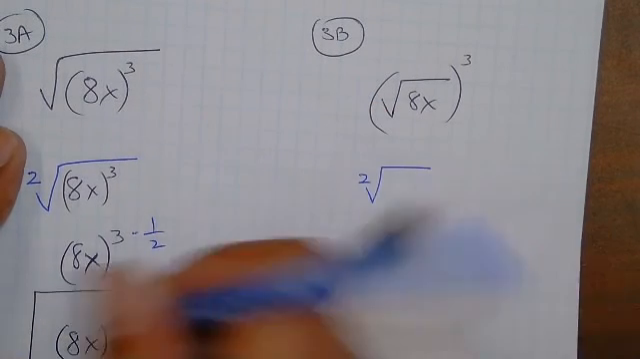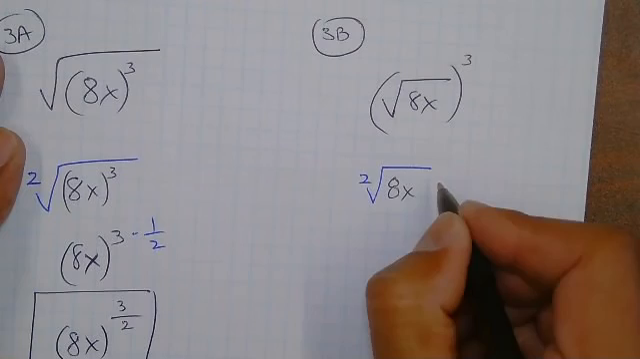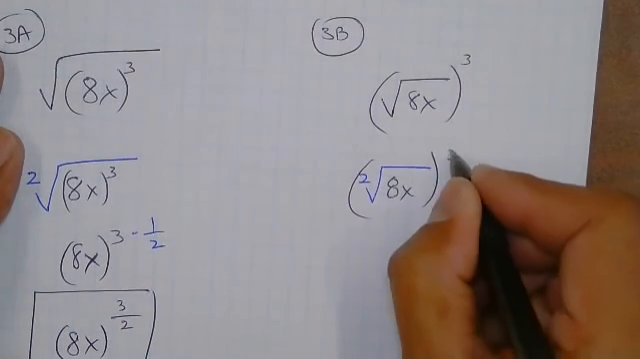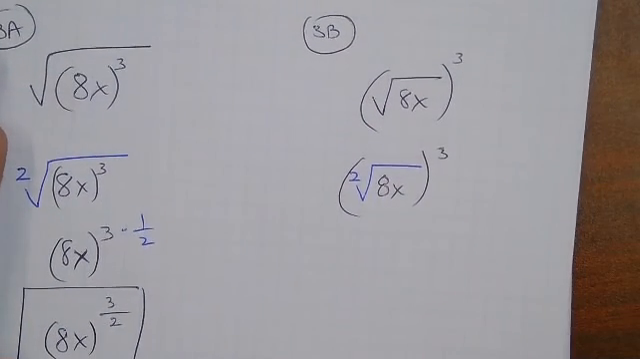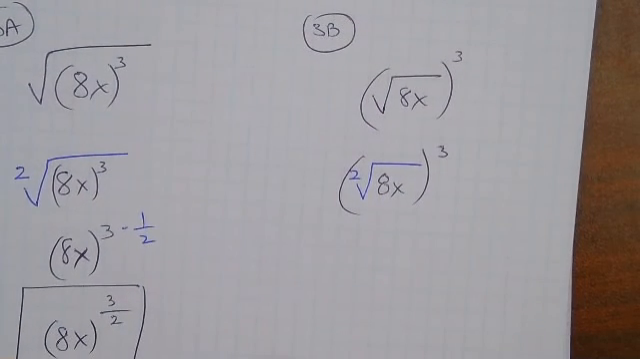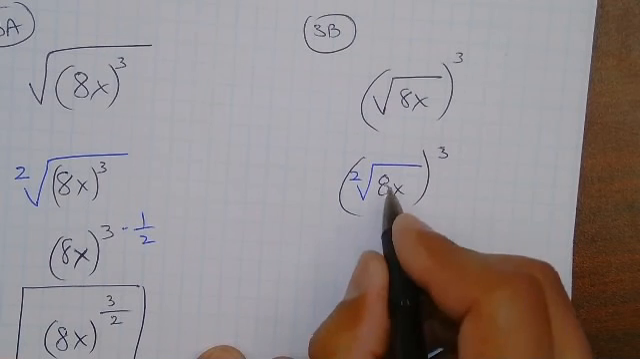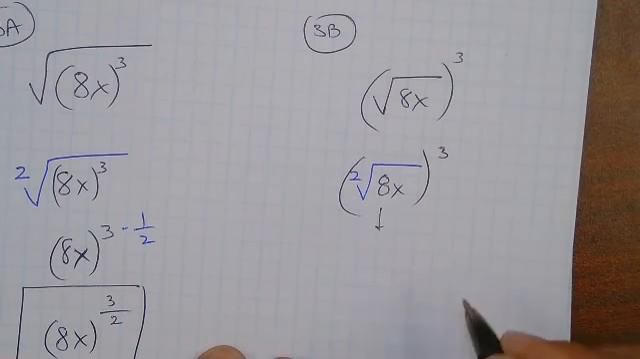Okay. And then the same thing here. When your radical doesn't have a number, you better put a 2 right there. You got to see it, right? You got to see it. Okay?